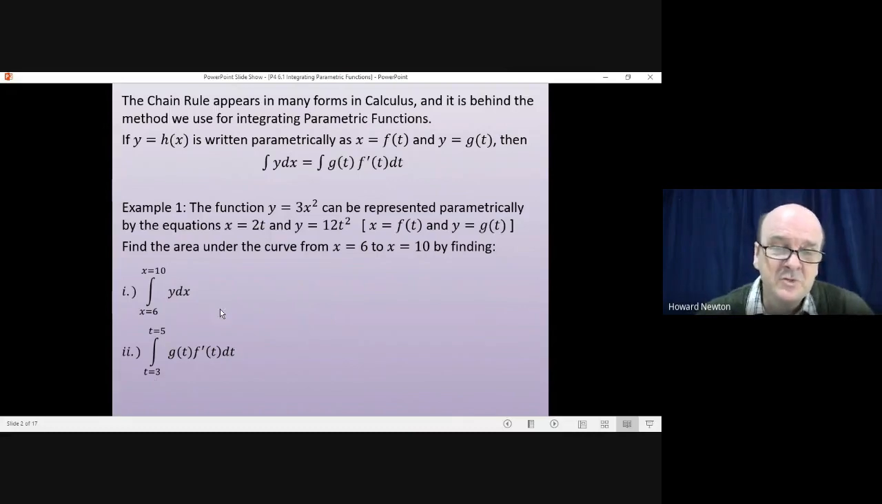Okay, have a go at doing this question by both methods. You should get the same answer both times. Pause the video, have a go, and come back to me when you're ready. Okay, let's have a look.